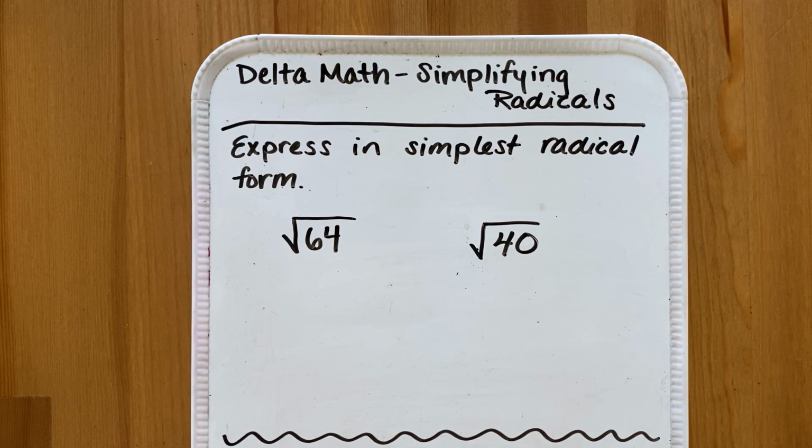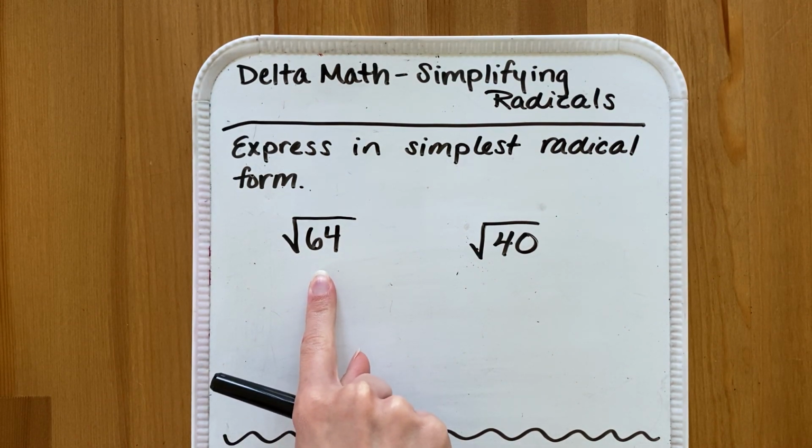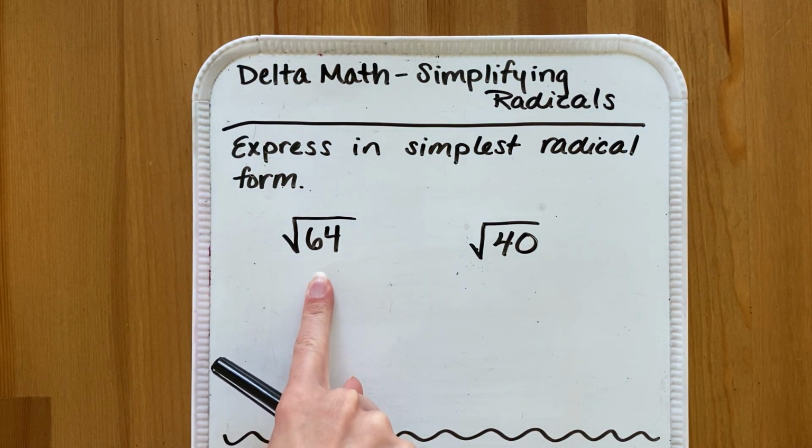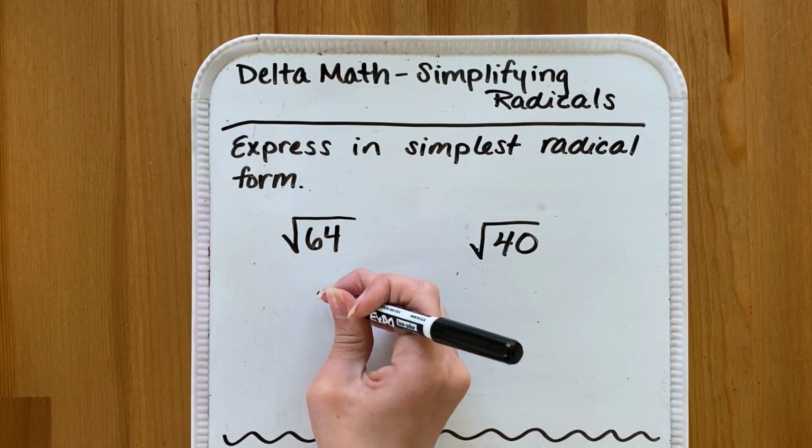You can type in the original problem and the answer that you get as your final answer, and those two decimals should match if you've done everything correctly. Now, this first one is actually a perfect square. 64 is 8 times 8, so the square root of 64 is just 8.